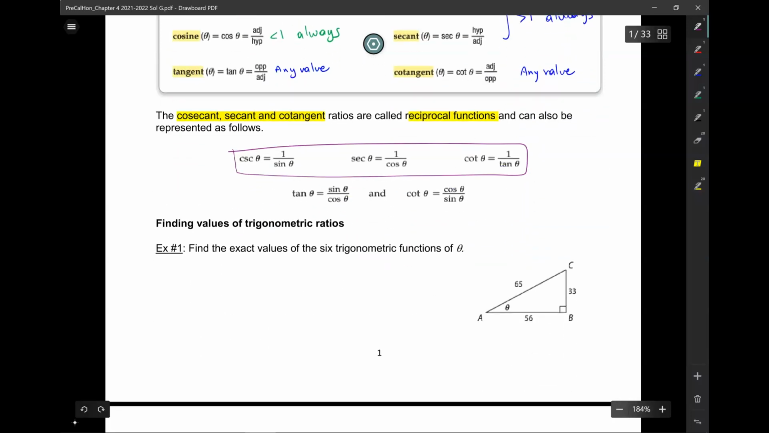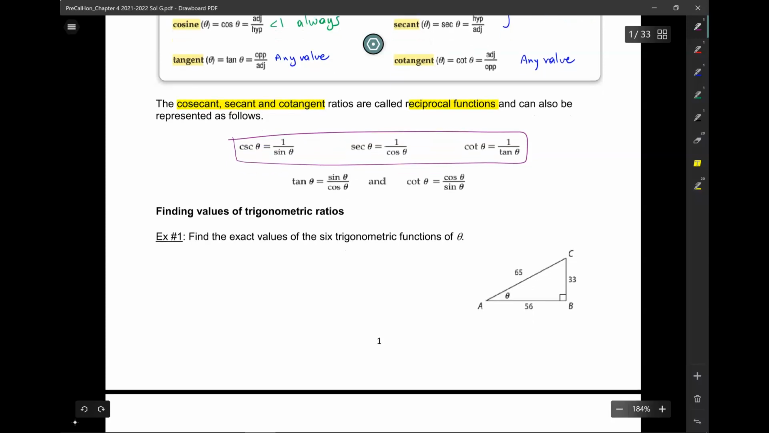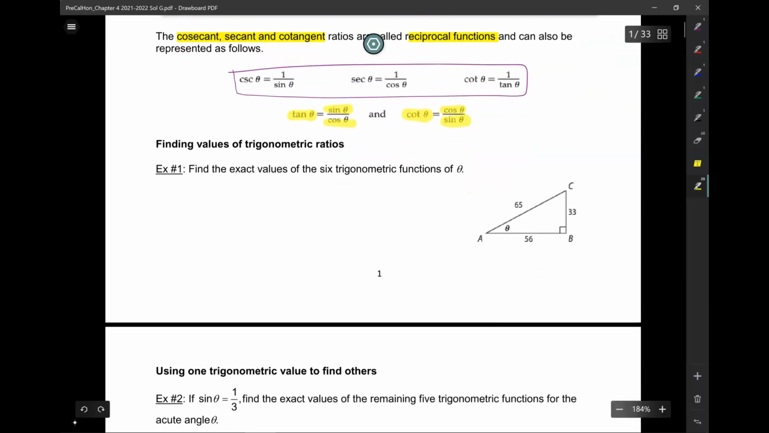Okay, tangent, right? Another relationship is tangent is also sine over cosine. And cotangent is cosine over sine. Okay? All right. So here, this is something that you could have done in geometry.